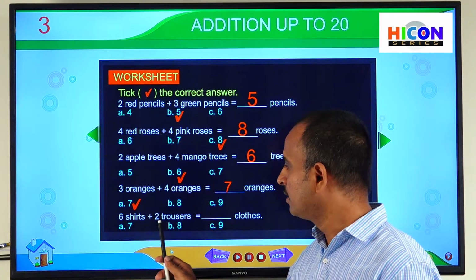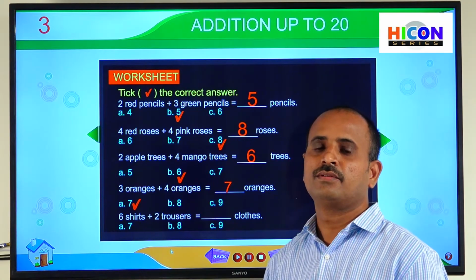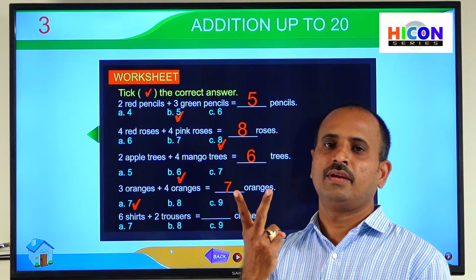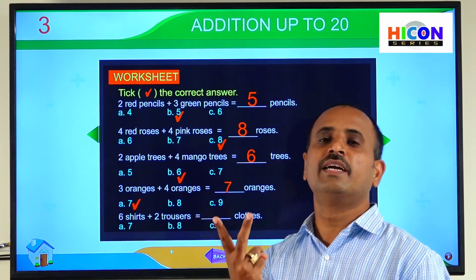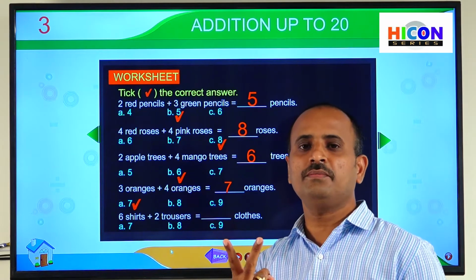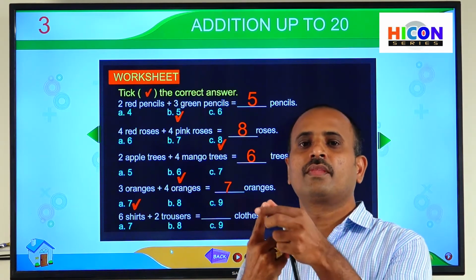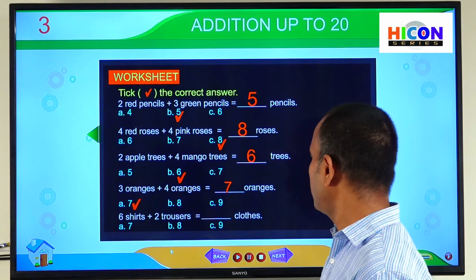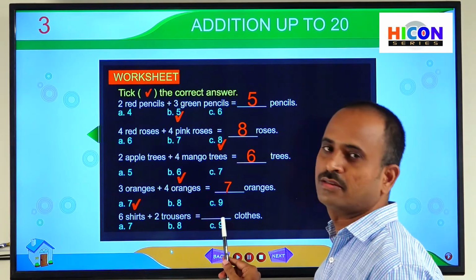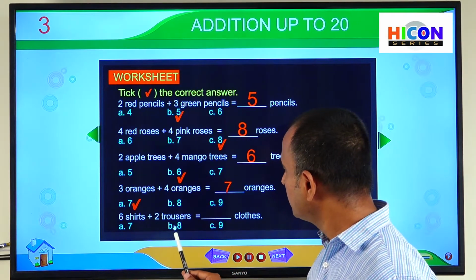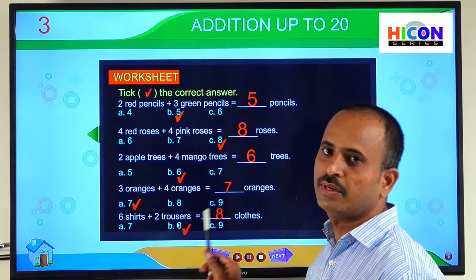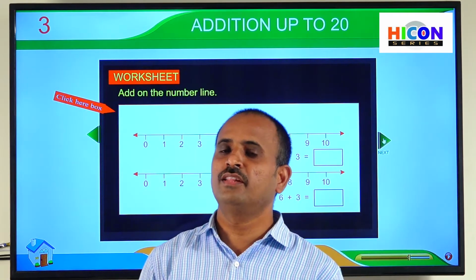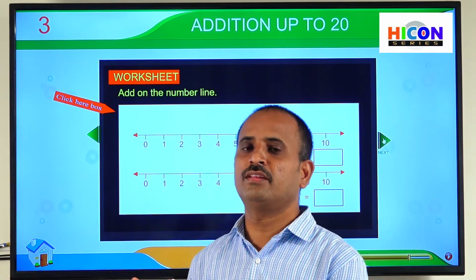So open 2 fingers of your hand. So 1, 2. And what is the first number here? 6. So after 6, we will get 7. So start counting from 7. It is 7, 8. So there are total how many clothes? 8 clothes are there. So the correct answer is 8. That is B. So put tick mark for B. This is the first part in the worksheet. Now go to the second part in the worksheet.